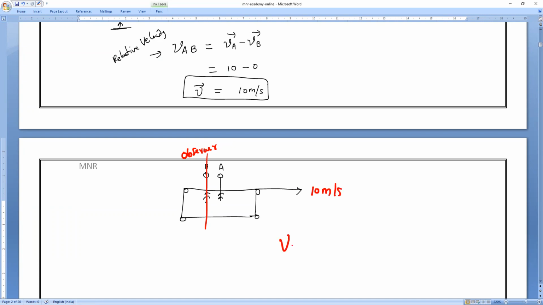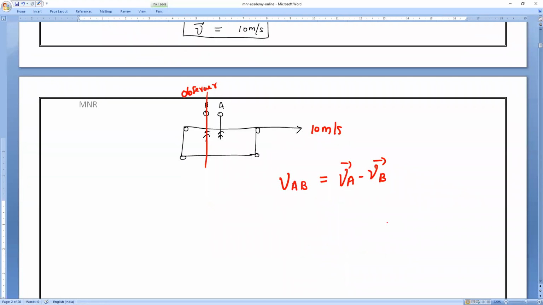Now, the relative velocity of A with respect to B is equal to how much? Relative velocity of A minus relative velocity of B. So how much is it? It is 0. Why? Both are in the same state. Correct.